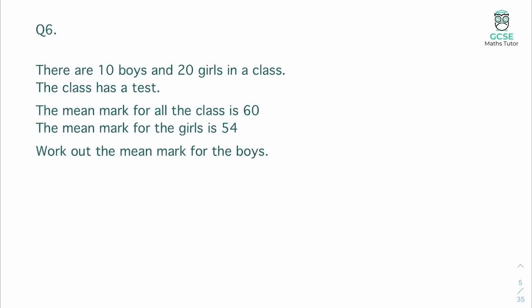So for that mean of 60, we want to do 60 multiplied by the total amount of students, because that's for all the class. So it's 30 students, so 60 times 30. To work that out, 6 times 3 is 18, add the 2 zeros, 1,800.